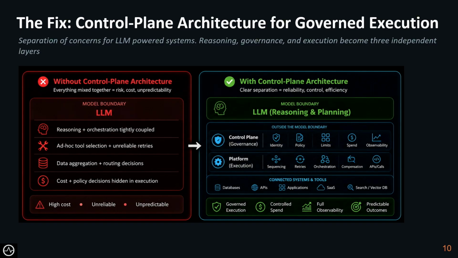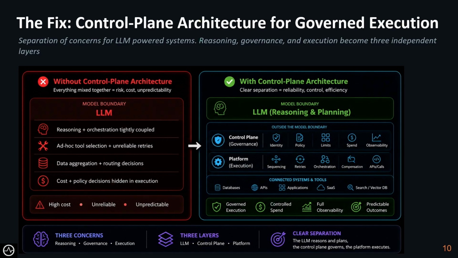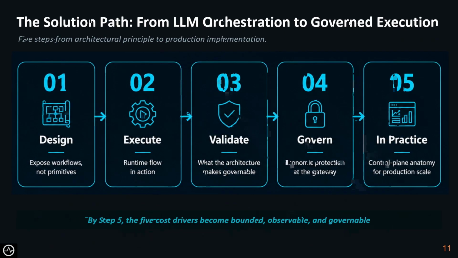And we can move the governance concerns like identity, policy, limits, and spend into the control plane, and execution concerns like sequencing and retrying into the platform layer. With that, we can come up with governed execution and controlled spend, full observability, and predictable outcomes. So that is the solution we have to come up with. Let's see how this works here. So, three concerns, three layers, clear separation, right?